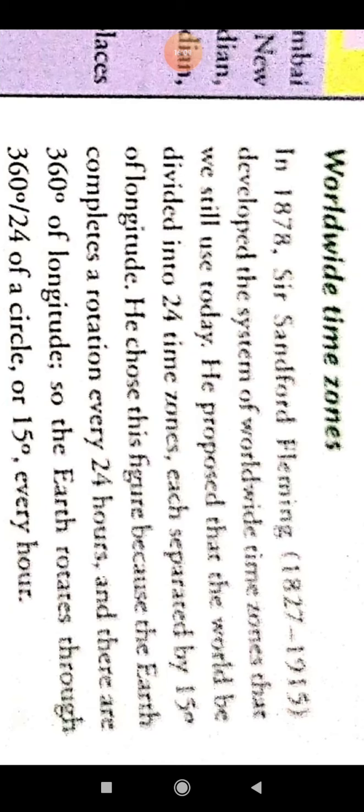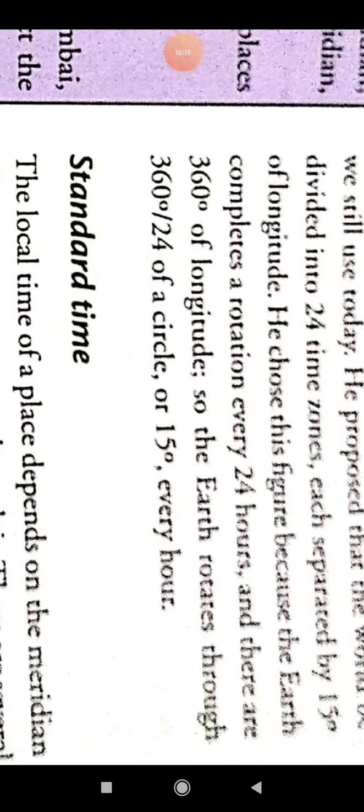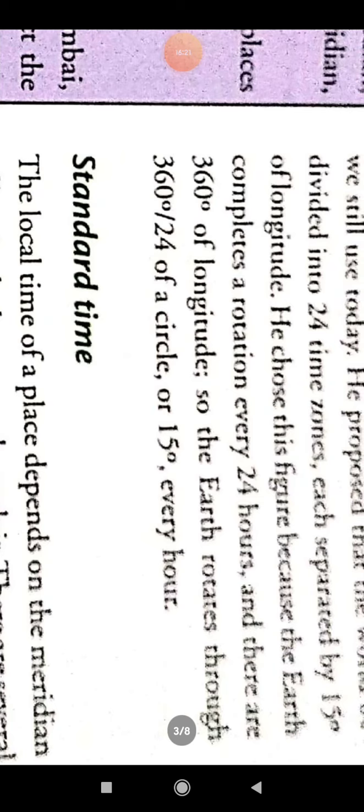He proposed that the world would be divided into 24 time zones, and each is separated by 15 degrees of longitude. He chose this figure because the earth completes a rotation every 24 hours. So how many longitudes are there? 360. So the earth rotates through 360 divided by 24 of a circle, or 15 degrees, every hour.